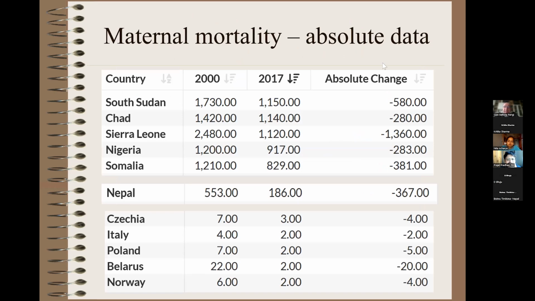From absolute data, we can see that if 70 is the target, South Sudan, where I worked, is absolutely far from reaching it at 1,150. On the other hand, Italy, Poland and Norway are at 2, so we are very well beyond the needs of the target, which, I remind you, is 70. Nepal is at 186. There has been a huge improvement from 2000 to 2017, the last data published, but there is still a long way to go.